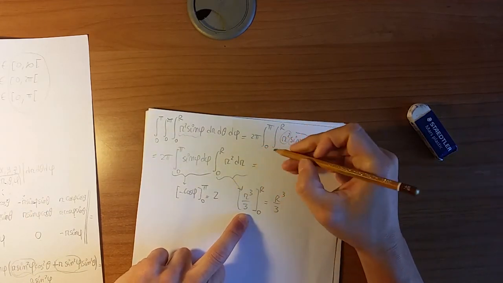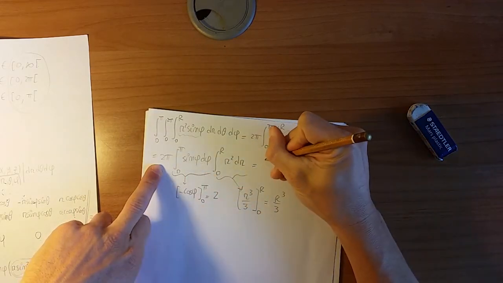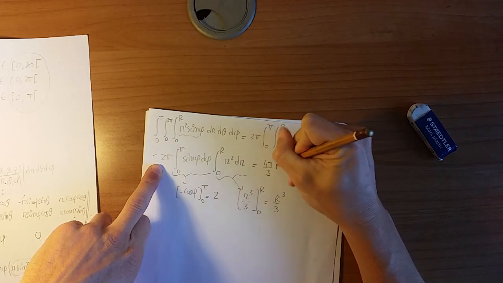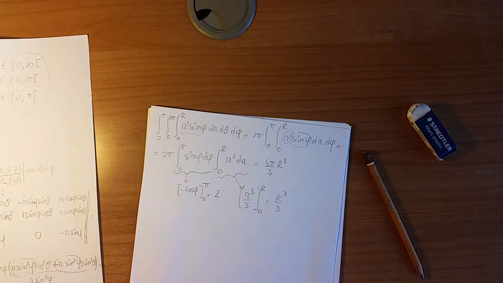So all in all, we get just 2 pi times 2 times r cubed over 3, which becomes equal to 4 pi over 3 r cubed. So this is the result, and this is something that we already know from basic mathematics.